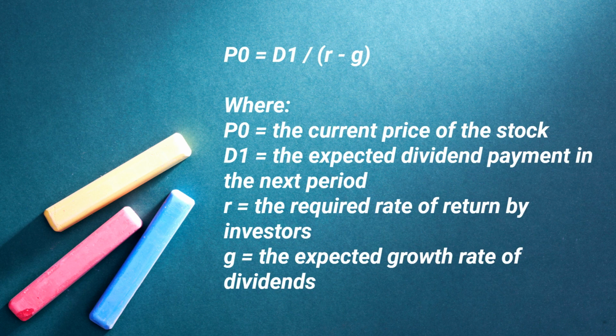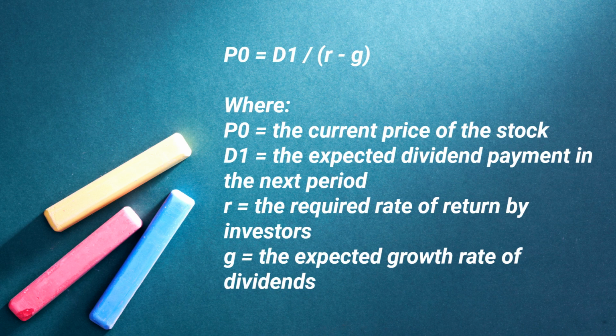The formula for the Gordon Growth Model is P0 equals D1 divided by (R minus G), where P0 equals the current price of the stock, D1 equals the expected dividend payment in the next period, R equals the required rate of return by investors, and G equals the expected growth rate of dividends. Let's break down the formula.